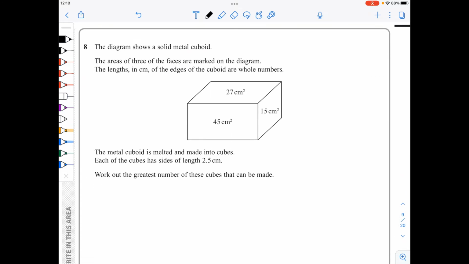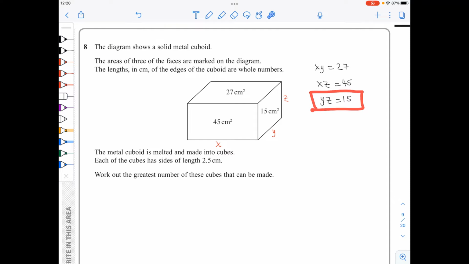Number 8, it's a diagram showing a solid metal cuboid. The areas are marked on the diagram and all the lengths are whole numbers. Now we're gonna melt this cuboid and we're gonna be producing cubes of side length 2.5 centimeters. And we need to work out the greatest number of these cubes that can be made. So I will actually start by calling the length x, the width y, and the height z. So we can immediately write down that xy is 27, xz is 45, and yz is 15.